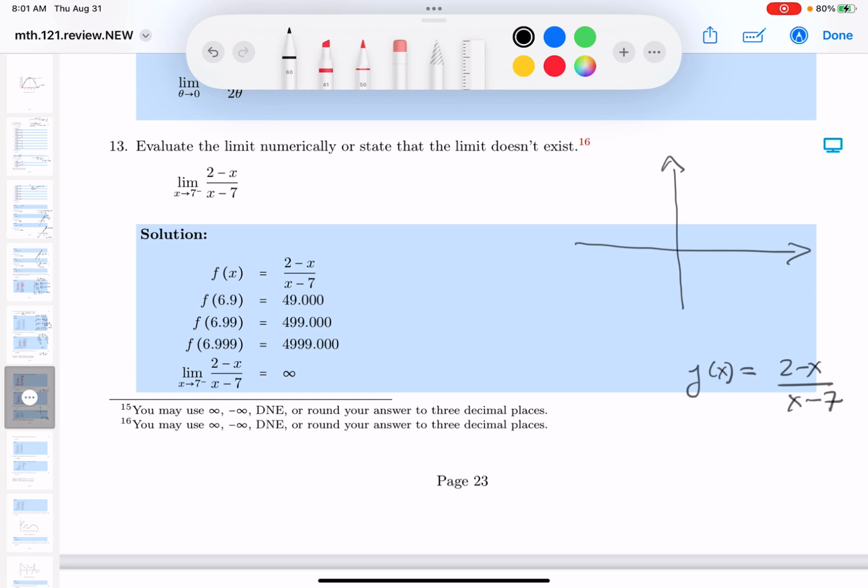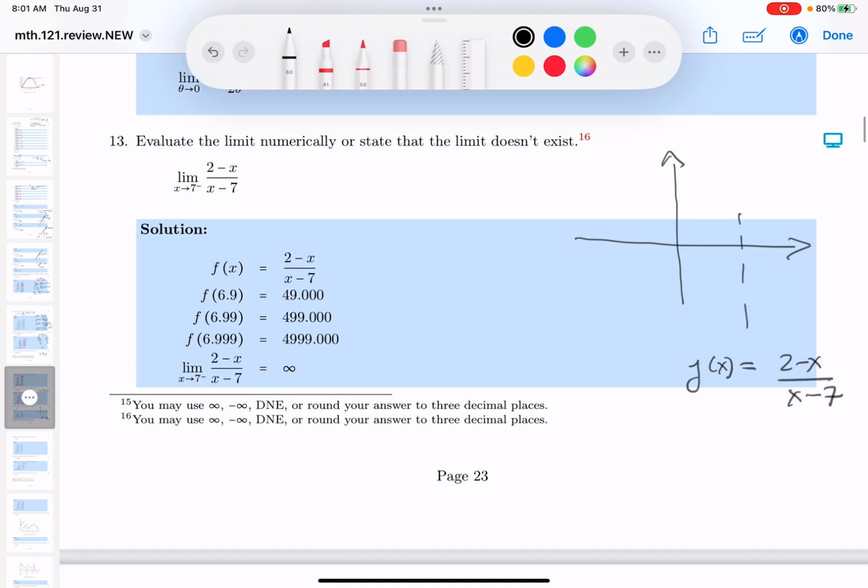I notice an asymptote, this is going back to your 119 course, at x equals 7. I know there's an x-intercept at 2, and I know there's a y-intercept at minus 2 sevenths, so like over here somewhere. All right, again, I'm not saying it's terribly accurate.